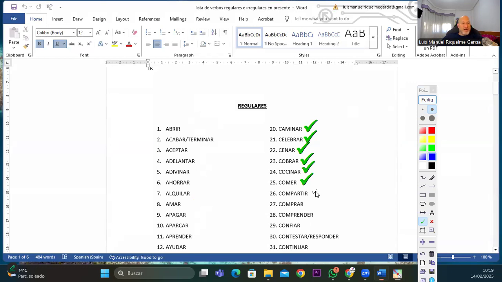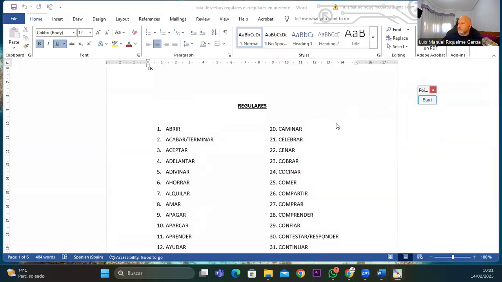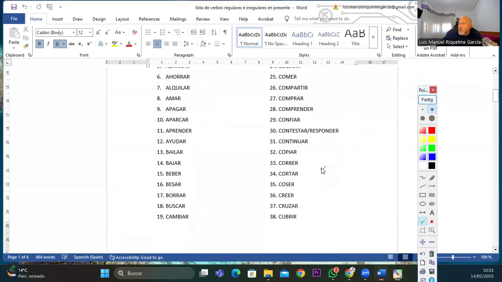Compartir, to share. Comprar, to buy. Comprender, to understand. Confiar, to trust someone. Contestar or responder. They are synonyms and they mean to answer a question, to answer. Continuar, to continue. Copiar, to copy.